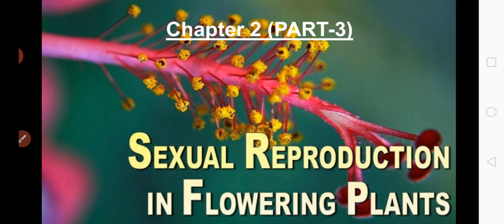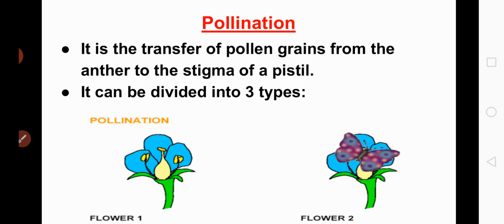So in the previous classes we have studied the structure of the male and female reproductive organs of the flower, and under that we have completed the topics structure of microsporangium, pollen grain, the structure of megasporangium, and the development of the 7-celled 8-nucleate embryo sac. Clear? So let us move on to the next topic, that is pollination.